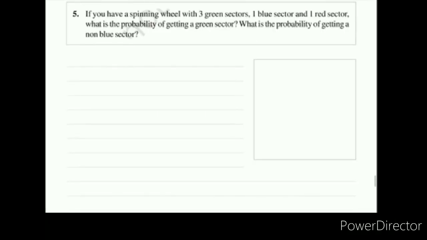Question 5 is homework for you. Do it in the homework book. Only one problem is given as homework.